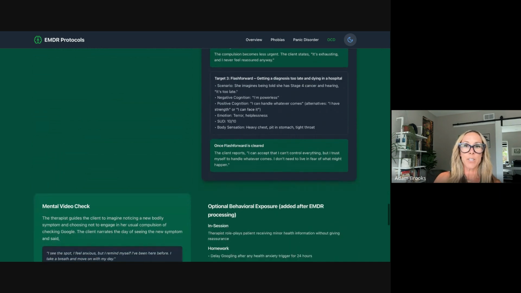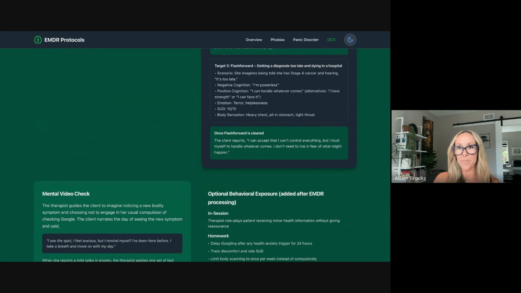So then you move on to target 3, which is the flash forward. Her flash forward in particular was getting a diagnosis too late and dying in a hospital. The scenario is she imagines being told she has stage 4 cancer and hearing it's too late. That's the image. The negative cognition is I'm powerless. Positive cognition, I can handle whatever comes. Alternatives to that are I have strength or I can face it. Emotion is terror or helplessness.